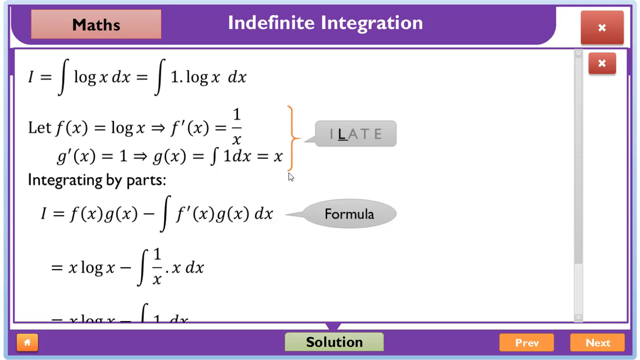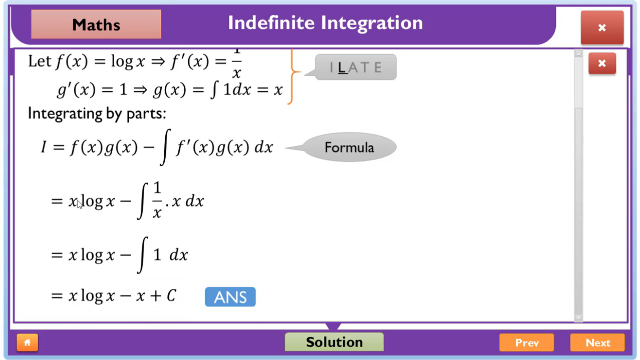So put these values in the formula of integration by parts. We get x log x minus integral of 1 upon x times x dx. Here this x and this x both cancel each other, so the remaining integrand will be minus 1 dx. So the answer will be x log x minus x plus c. Again you can take x common here, so the answer will be x whole into log x minus 1 plus c, where c is an arbitrary constant.